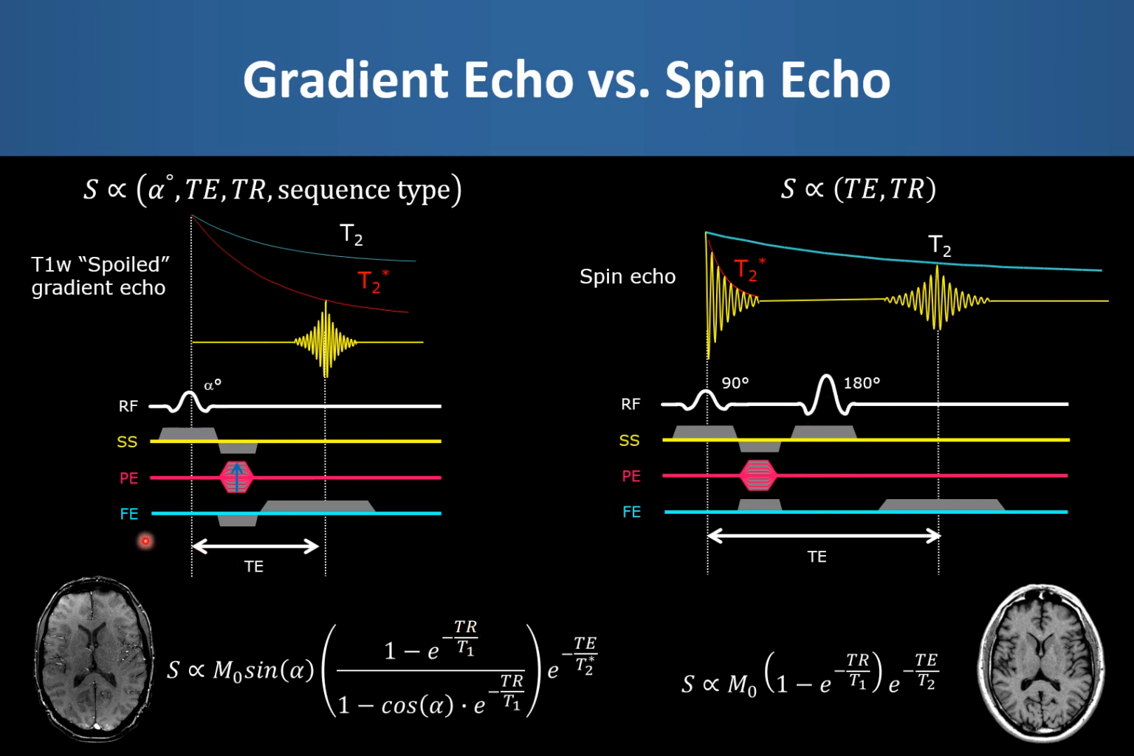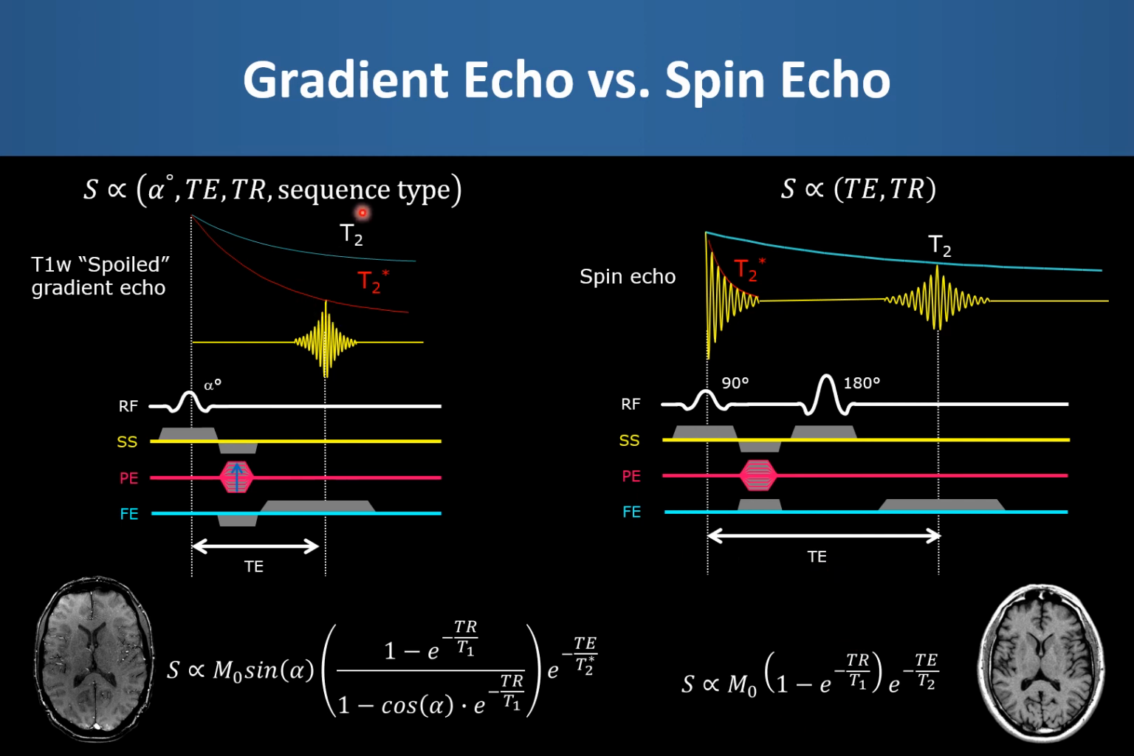As already discussed, the gradient echo uses a gradient reversal to form the echo, whilst the spin echo uses a 180 degree refocusing pulse. The gradient echo forms under the T2 star decay curve, whereas the spin echo forms under the T2 decay curve. The gradient echo sequence typically uses a flip angle less than 90 degrees, so the signal equation is somewhat more complicated, involving not only TE and TR, but also the flip angle alpha. Whereas the spin echo sequence has a relatively straightforward signal equation.